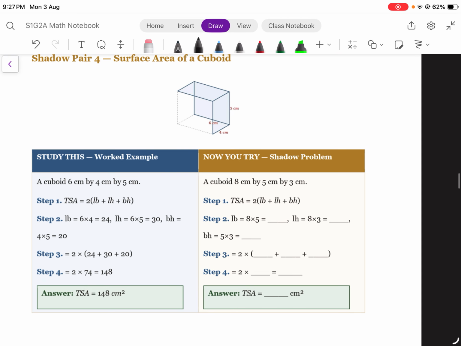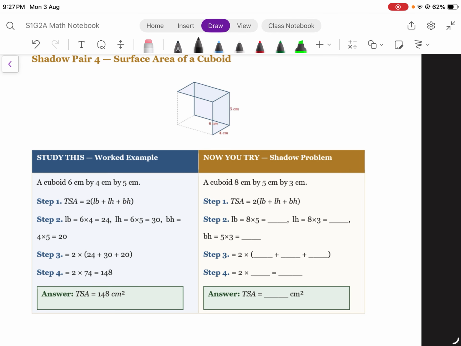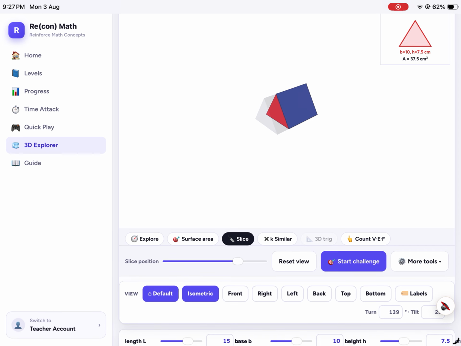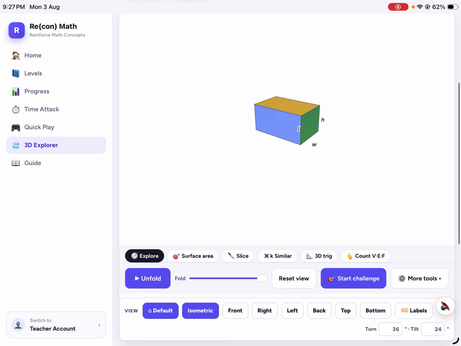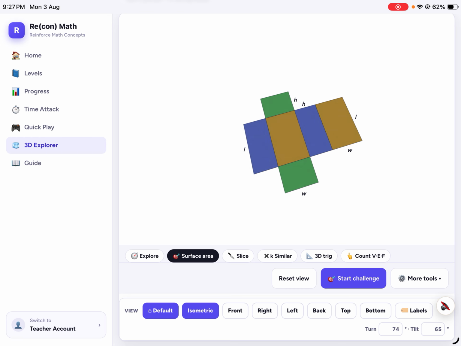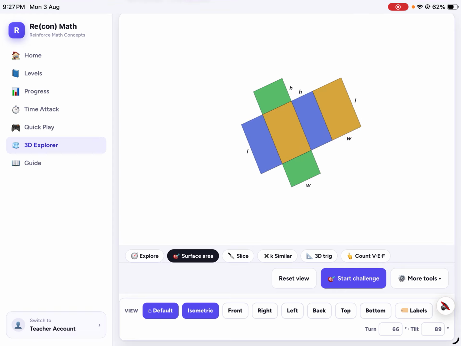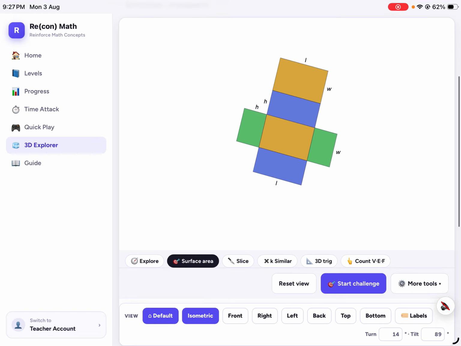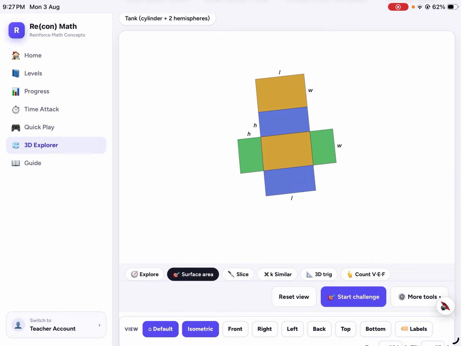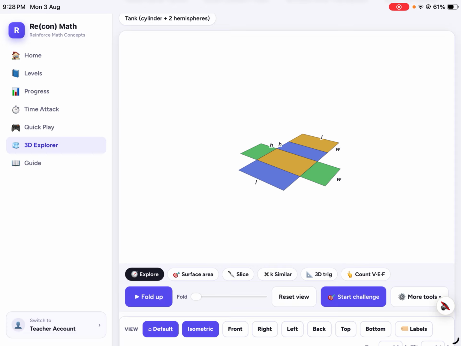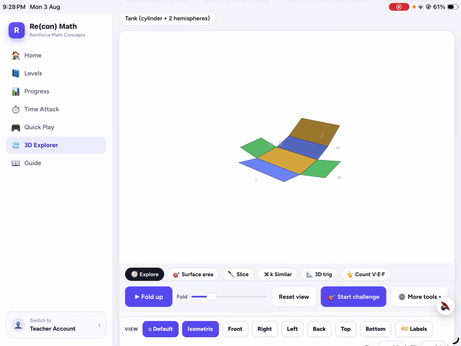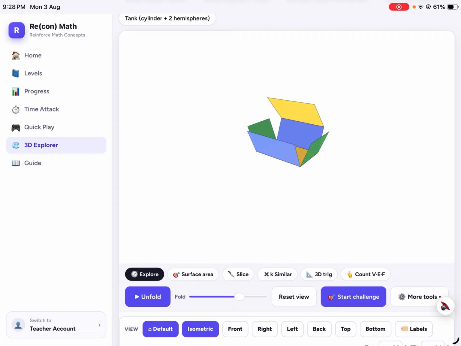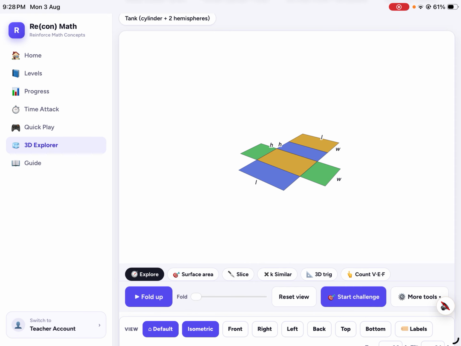Now we want to find the surface area of a cuboid. I have to go back to the app here. Surface area of a cuboid is actually like this. You click cuboid and you click surface area. Do you see it opening up? If you rotate it this way, I'm going to close it now. Explore. So fold up. You can see this is how it folds open, like a transformer opening up.